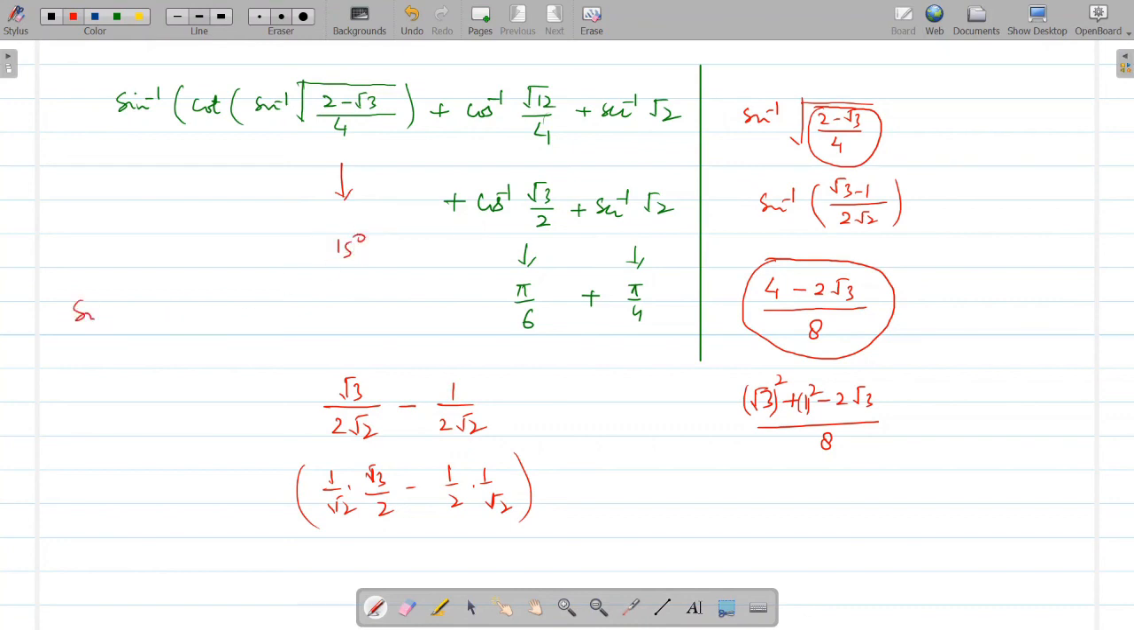So I'll get sine inverse of cot of 15 degrees plus 30 degrees plus 45 degrees. If we simplify, I'll get 90 degrees, and cot 90's value is 0. So sine inverse of 0, the answer is 0.